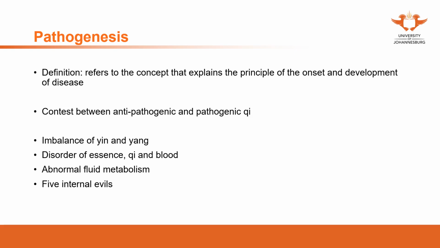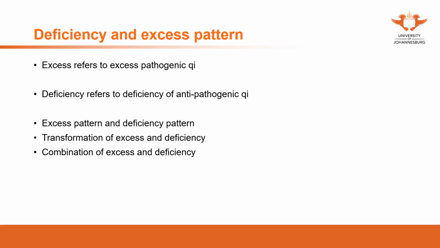Pathogenesis is sometimes also called mechanism. It explains how the pathogen can affect us. The pathogenesis mainly focuses on the imbalance of yin and yang, disorder of essence, qi and blood, abnormal fluids metabolism, and five internal evils. The five internal evils actually refer to the emotions. So the pathogenesis, we can separate into different patterns.